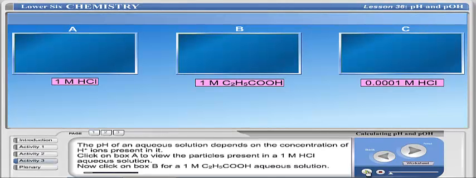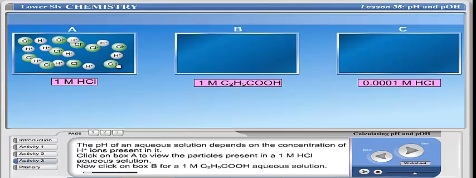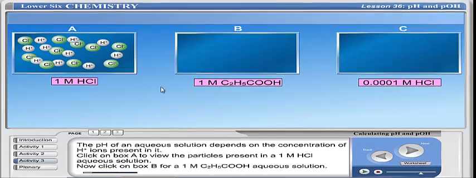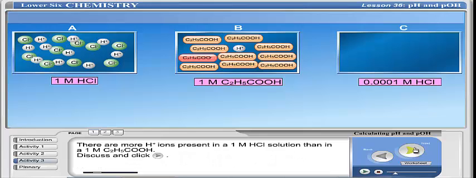The pH of an aqueous solution depends on the concentration of H plus ions present in it. Click on box A to view the particles present in a 1 mole HCl aqueous solution. Now, click on box B for a 1 mole acetic acid C2H5COOH aqueous solution. There are more H plus ions present in a 1 mole HCl solution than in a 1 mole acetic acid C2H5COOH. Discuss and click Next.